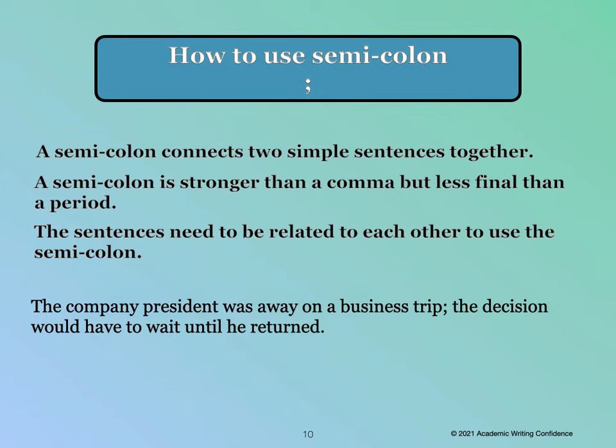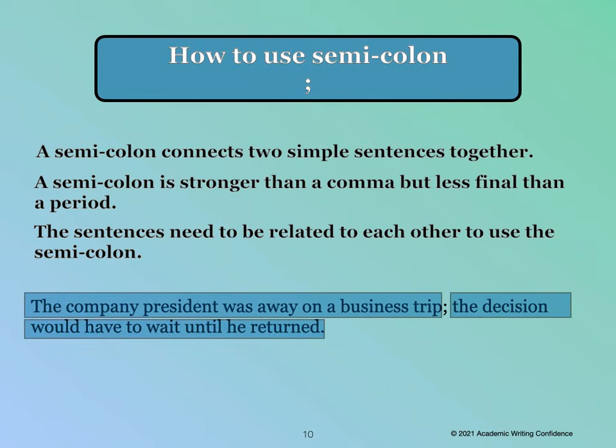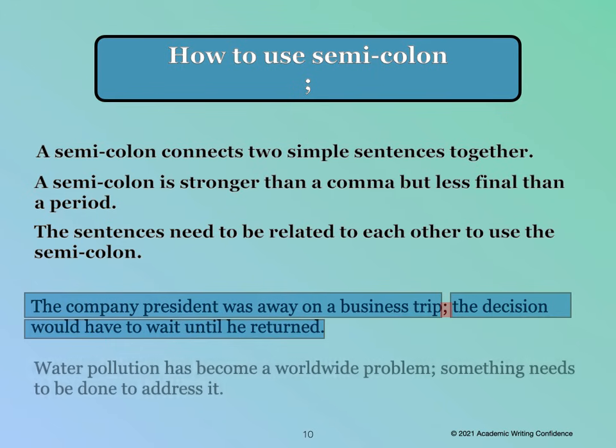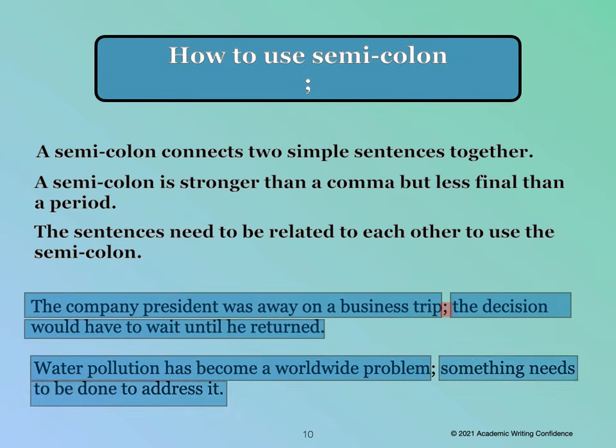Now you can see the two sentences that are in this compound sentence that is connected by a semicolon. This is the correct way to connect two related simple sentences. Now, earlier we said do not connect two sentences with a comma, but using a semicolon is one way to connect two related simple sentences. Here's one more example. Water pollution has become a worldwide problem; something needs to be done to address it. Again, we have two simple sentences connected by a semicolon.